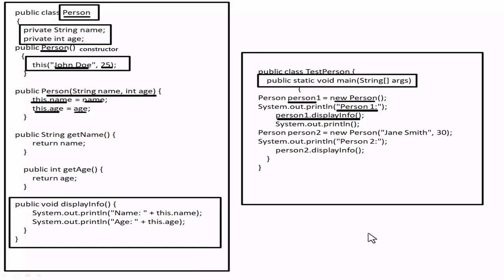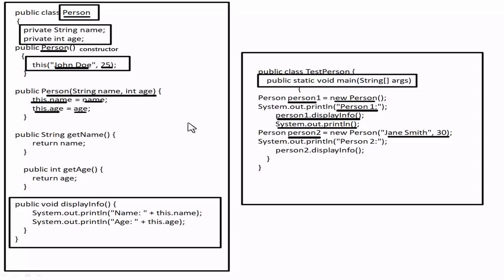We have just given System.out.println to give a blank line. Next we call person2, which has two arguments. Here we are passing Jane Smith and age 30. So the first person gives John Doe 25. The first person doesn't have any arguments, the second has two parameters, name and age. So it is called a parameterized constructor.